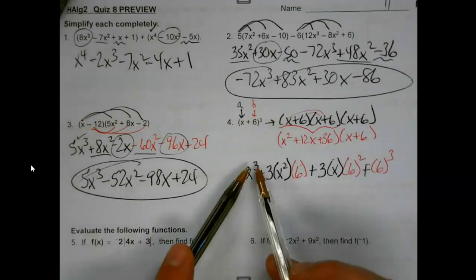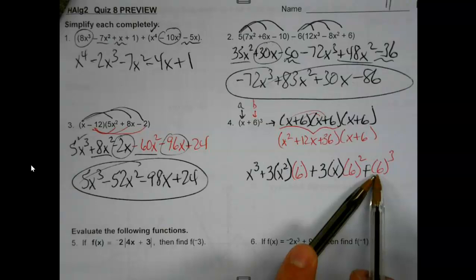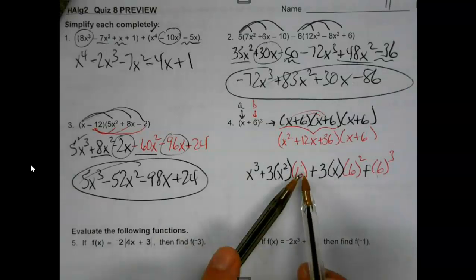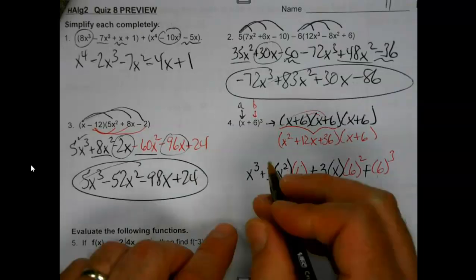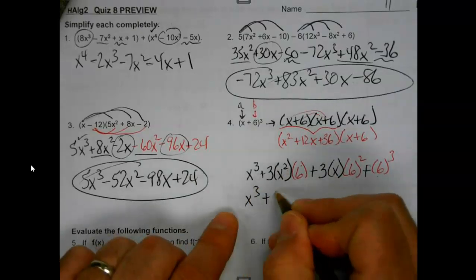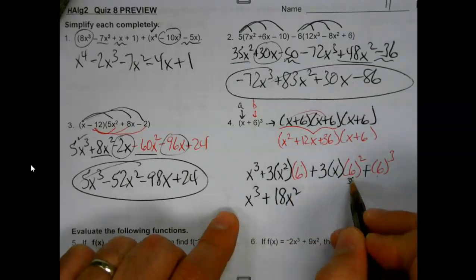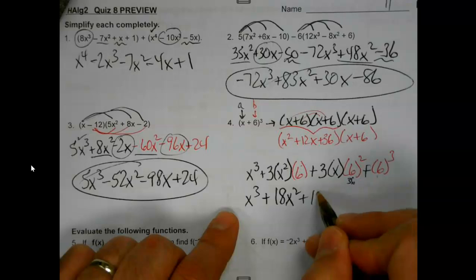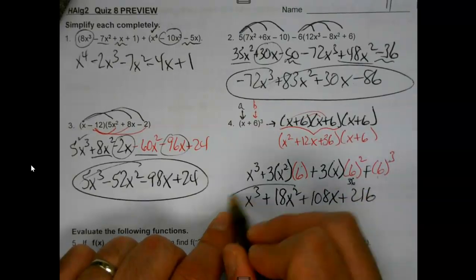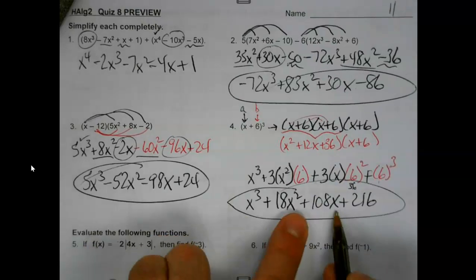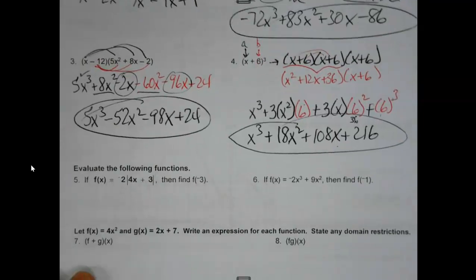So again, 3, 2, 1, 0 with my x's. 0, 1, 2, 3 with my 6's. And we just got to make sure that we simplify correctly here. 6 squared is 36 times 3 is 108. And 6 cubed is 216. If I distribute that out correctly, I'll get the same thing here. Either one works, your call.